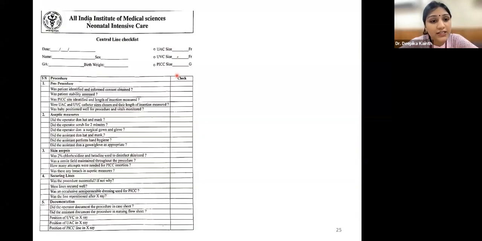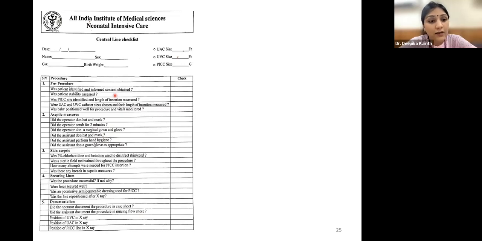This is one of the central line checklists that we follow at our NICU at AIIMS New Delhi. Here we have the demographic details, the size of the catheter and the type of the catheter. A nursing officer will stand beside the bedside while the resident doctor inserts the line, and they will constantly check whether these steps are being diligently followed. If not, they will interrupt and ask them to follow the step first and then go ahead.